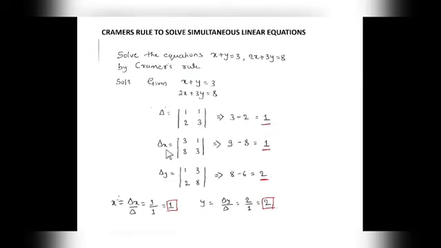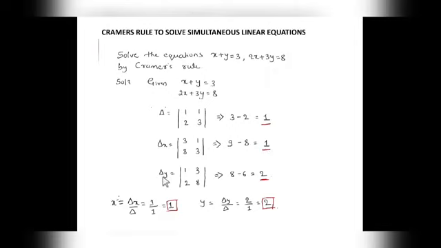Delta x is equal to... delta x means we should not take the coefficients of x. In the place of x we have to keep the constants 3 and 8. 3, 8, and we have to take here the coefficients of y, that is 1, 3. 3 3s are 9 minus 8 1s are 8. 9 minus 8 will be 1.